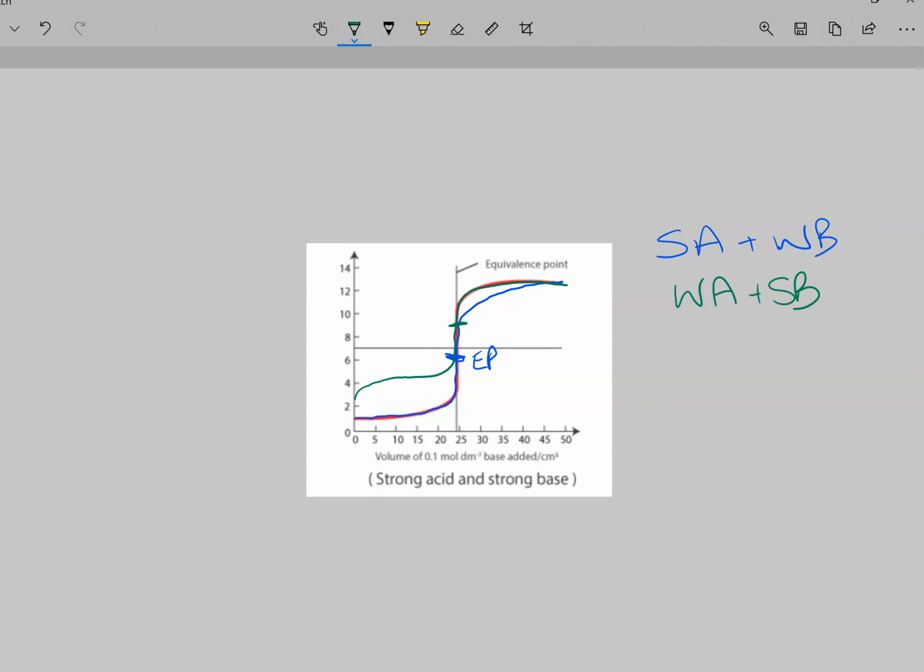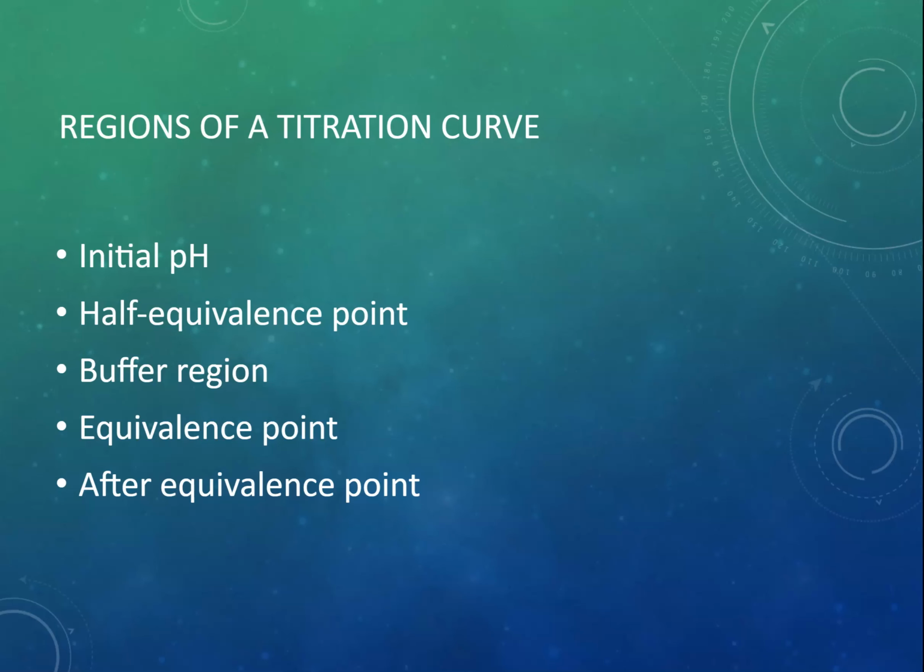Okay, so when you look at a titration curve, there are several regions in that curve that you need to be able to identify and you need to be able to calculate the pH of. The first one is the initial pH and the initial point.